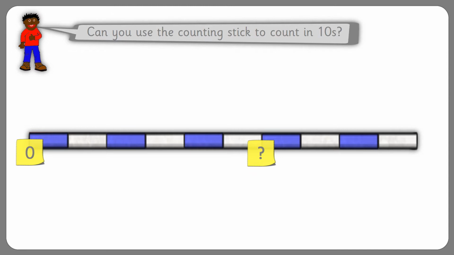Okay, let's do it together. So starting at 0, we've got 10, 20, 30, 40, 50, 60 was our mystery number. Okay, let's do another one.